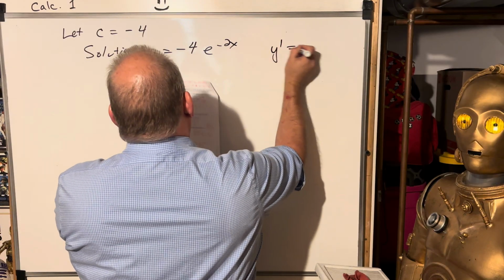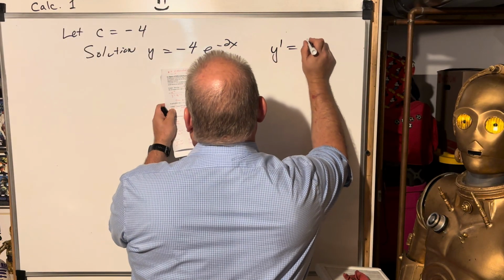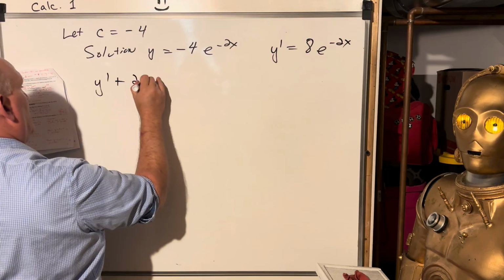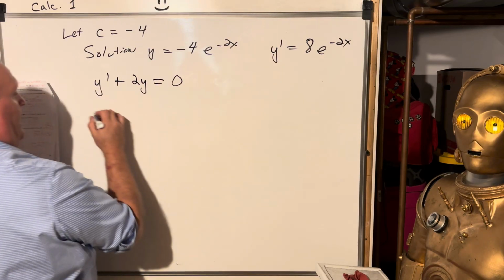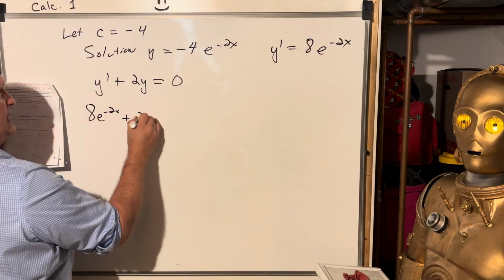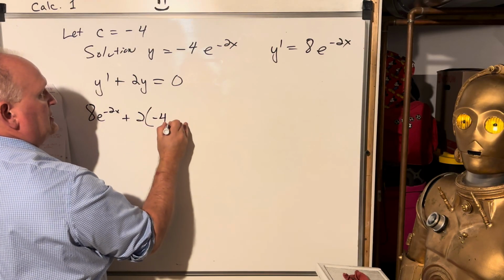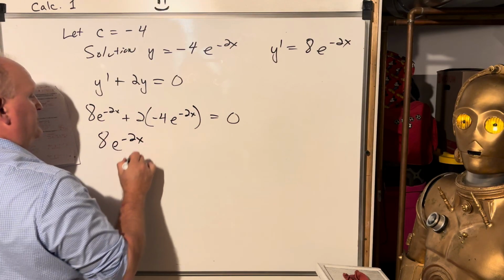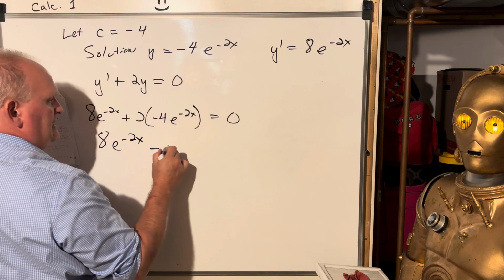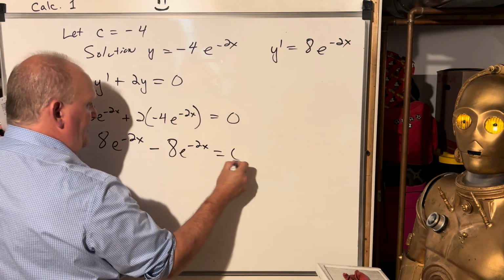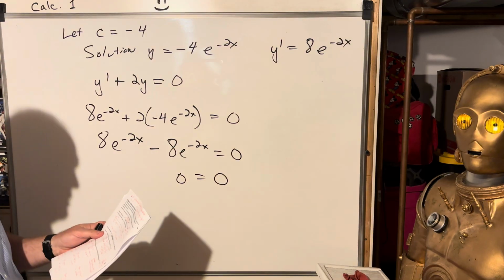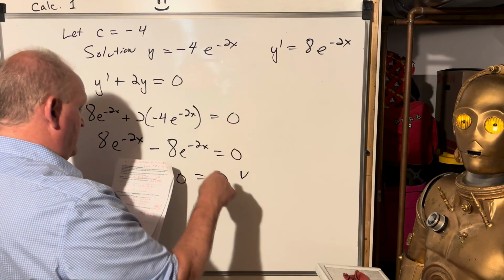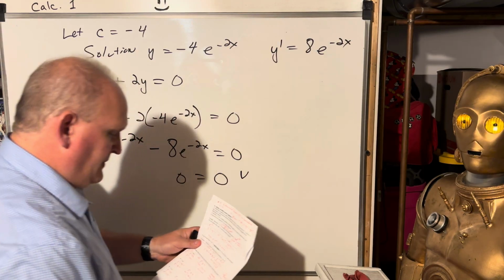Y prime would be 8e to the negative 2x. And then y prime plus 2y equals 0. So we take that plus that times 2 and show that 8e to the negative 2x minus 8e to the negative 2x is in fact 0. So that would work with any number. 0 equals 0. It's not always 0, it just happens to be for this example.